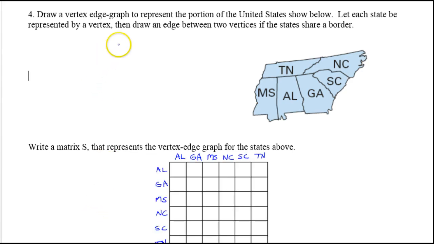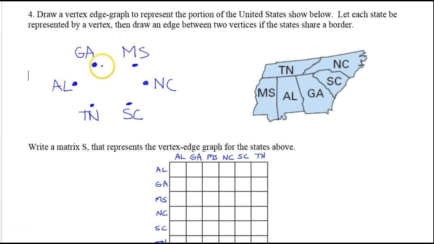For problem number 4, we are to draw a vertex edge graph to represent the portion of the United States shown here. Let each state be represented by a vertex, then draw an edge between two vertices if the states share a border. Alright, so here are my vertices representing each one of the states. Let's start with Alabama. Alabama shares a border with Mississippi, Tennessee, and Georgia.